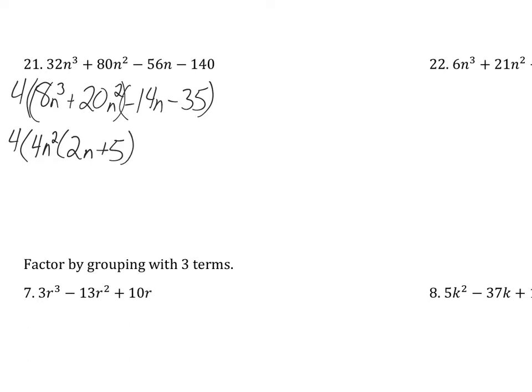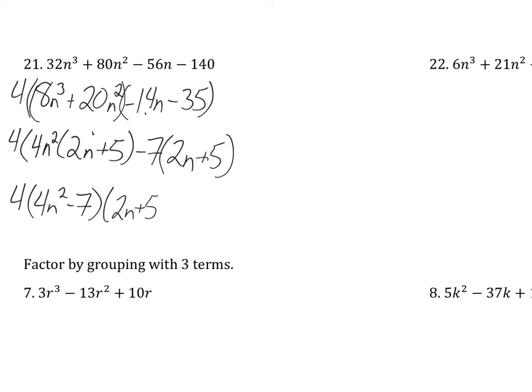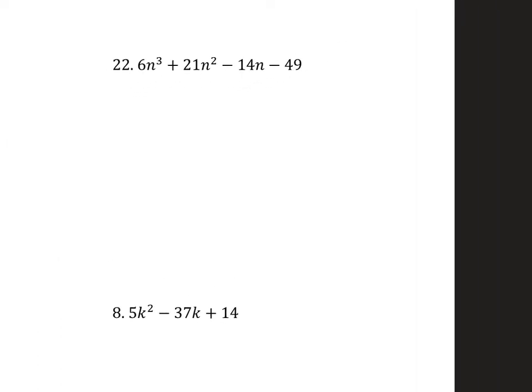Okay, for the second one, I want to make this look like this. So negative 14, to make it look like 2, I need to pull out a negative 7. So negative 14 divided by negative 7 is 2n. Negative 35 divided by negative 7 is positive 5. So my final answer is 4 parentheses 4n squared minus 7, because that's what was out in front, and then 2n plus 5. All right, go ahead and try the next one.